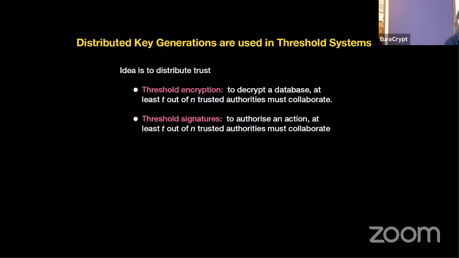The general idea of a distributed key generation algorithm is to distribute trust. I'm sure there's no surprise there. The two classic cases where it comes up are threshold encryption, where you want T out of N parties to be able to decrypt a message, but any less than that shouldn't be able to, and threshold signatures, where at least T out of N should be able to generate a signature, but less than that should not.